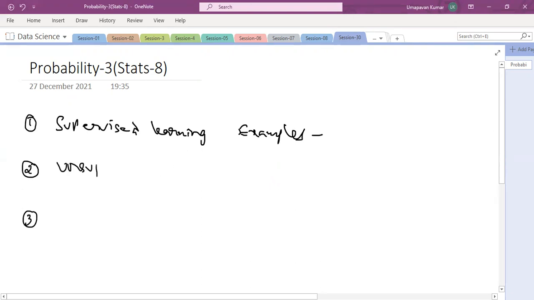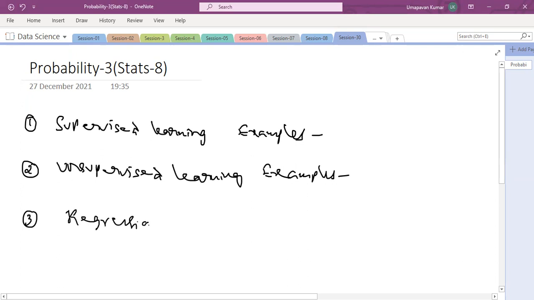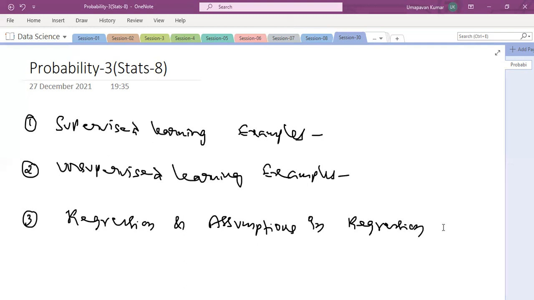Second is unsupervised learning, with some kind of examples. Third one, you need to talk about regression and assumptions in regression. So these three things, you can give me the names, friends, so that we can first give the space for them.